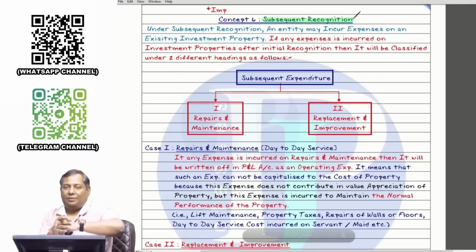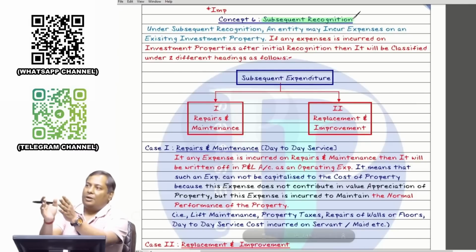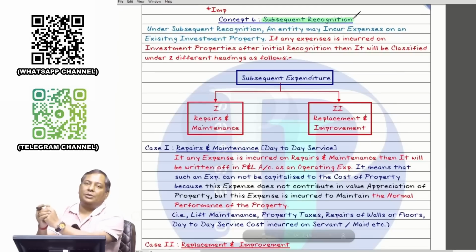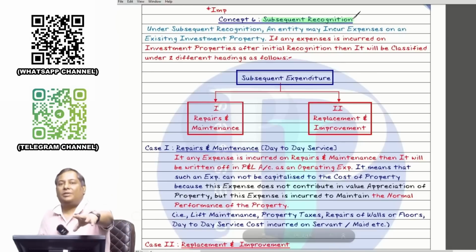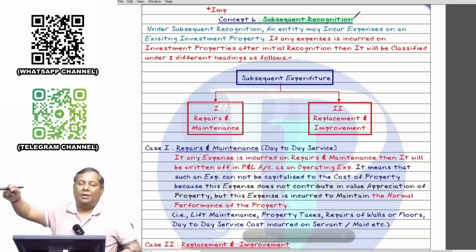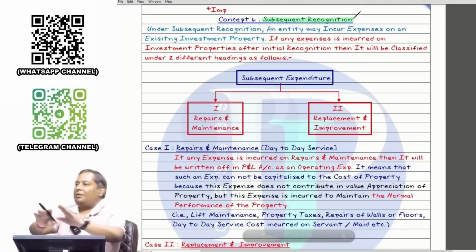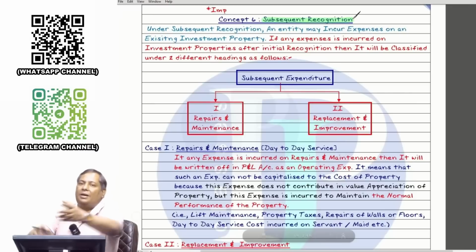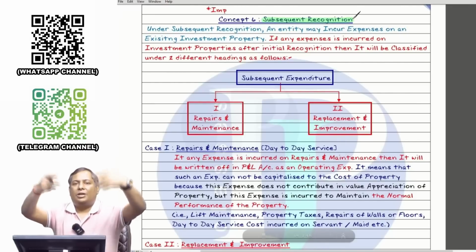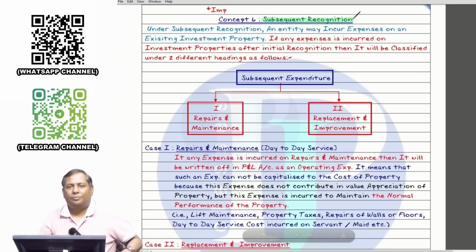Expenses are of 2 types. Either you will deal with the property's repairs and maintenance later on, or else you will replace it. Repair and maintenance is basically day-to-day servicing and it goes to P&L. Like getting the walls painted. Suppose you have a servant and there are bills for his maintenance, or bills of electricity, water or daily repairs and maintenance, so you can put them in P&L.